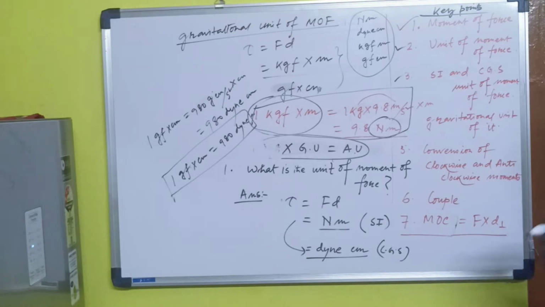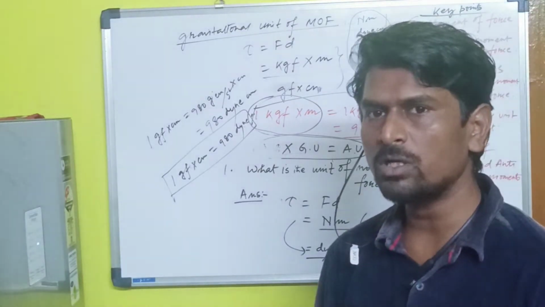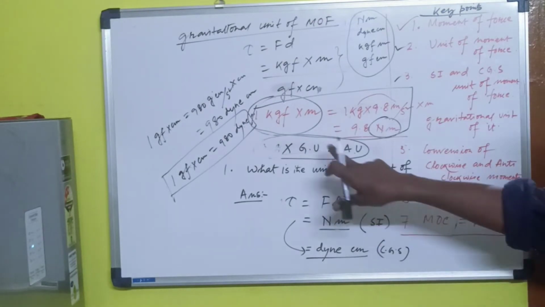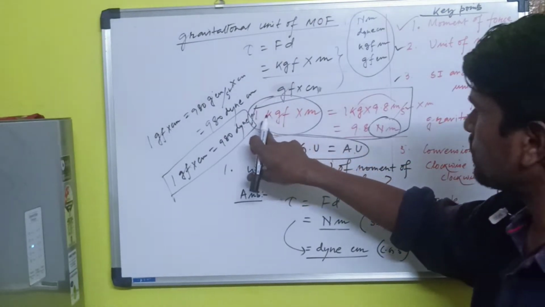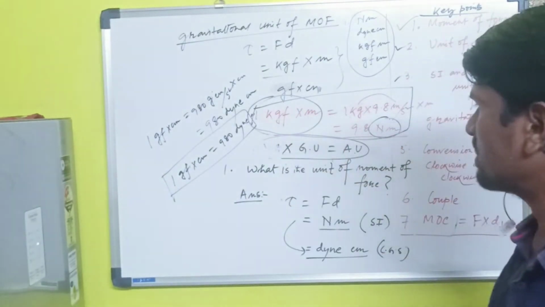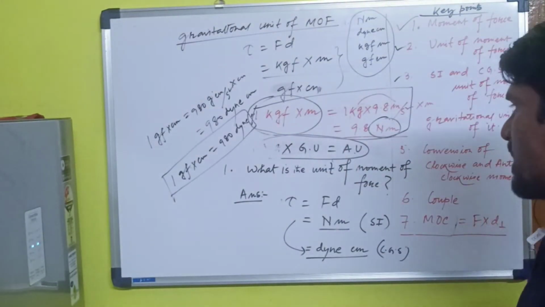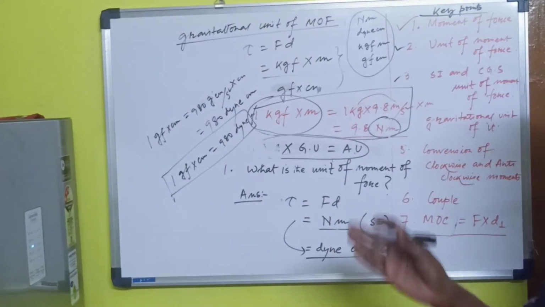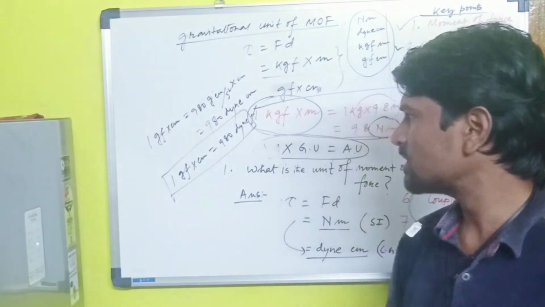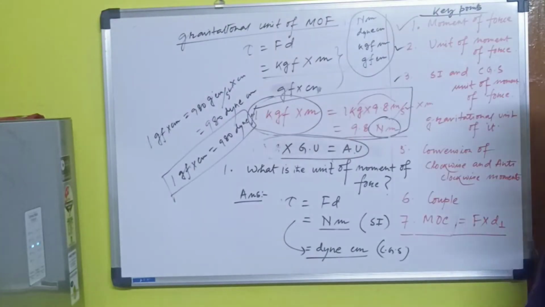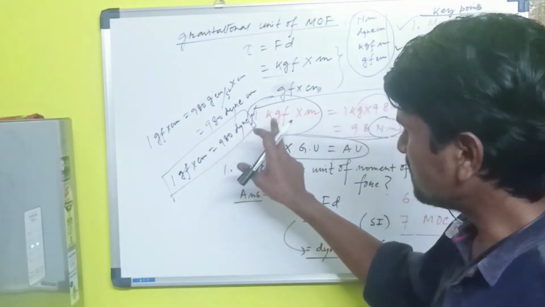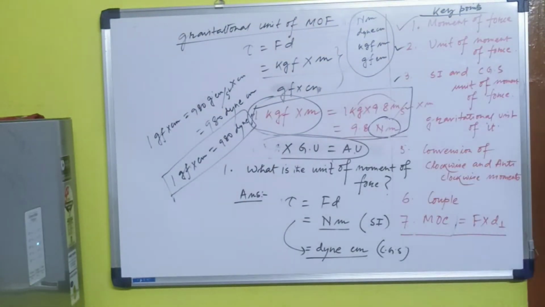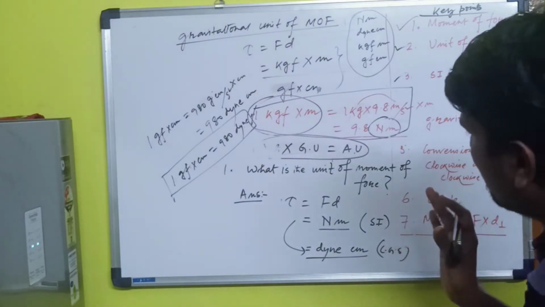So when we transfer from absolute to gravitational or gravitational to absolute unit, the conversions are given. If 1 kg force into meter is given, then you multiply by 9.8 and you get the absolute value. When the unit is given in gram force into centimeter, then you multiply by 980. So this is the formula.